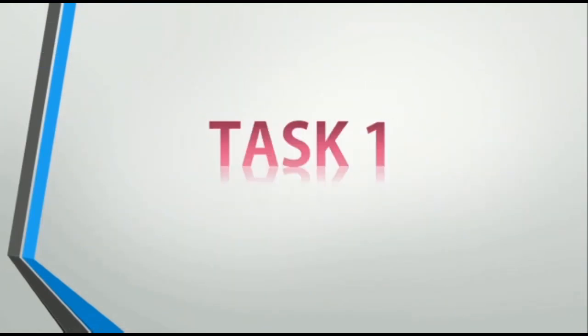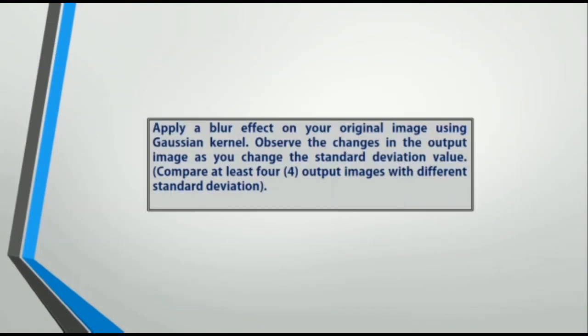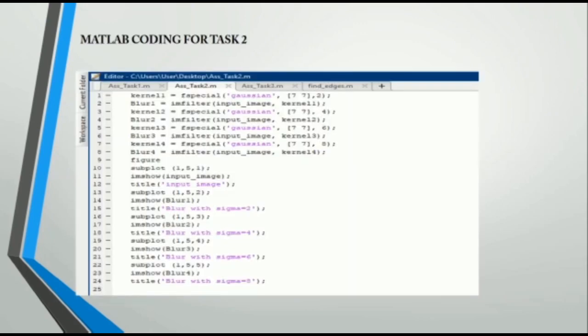I want to explain about task 2. In task 2, we are instructed to apply a blur effect on the original image using a Gaussian kernel. Observe the changes in the output image as you change the standard deviation value. Compare at least 4 output images with different standard deviations. This is our MATLAB coding for task 2.